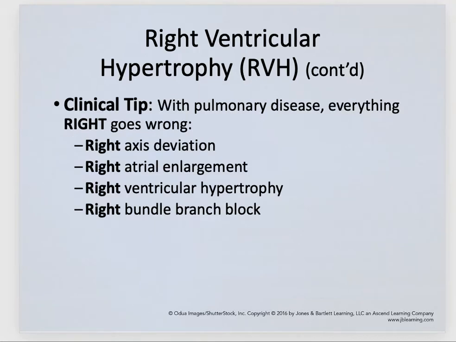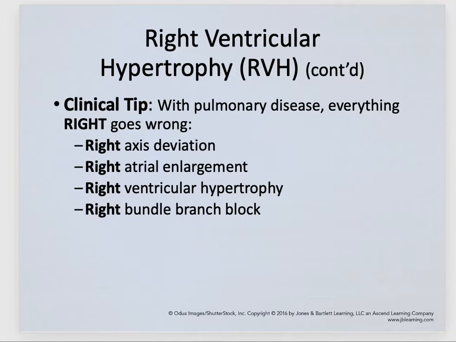So people with right ventricular hypertrophy and pulmonary disease, everything right goes wrong, right? So what goes wrong? We have right axis deviation, right atrial enlargement, right ventricular hypertrophy, right bundle branch block. We'll talk about that next week. So think about that. The right ventricle is talking about pulmonary, with the right side of the heart, and we say everything right goes wrong. What could go wrong on the right side? Axis deviation, atrial enlargement, hypertrophy, and a bundle branch block, which we'll talk about. We haven't done all those, but you'll come back and realize that makes sense.